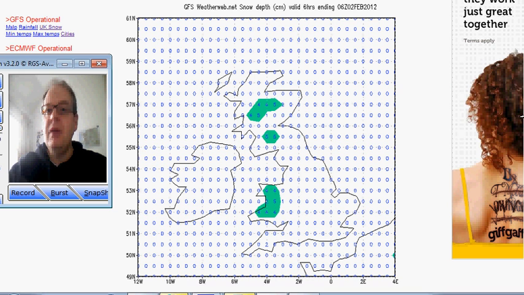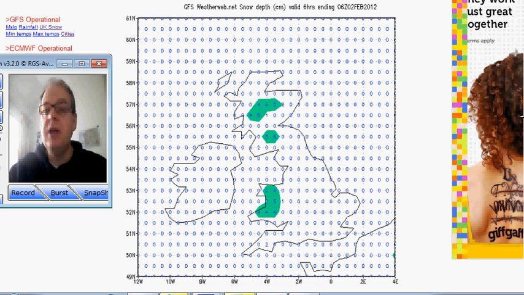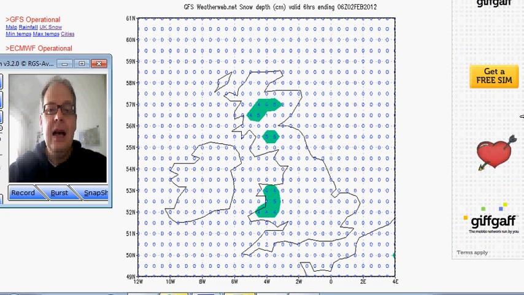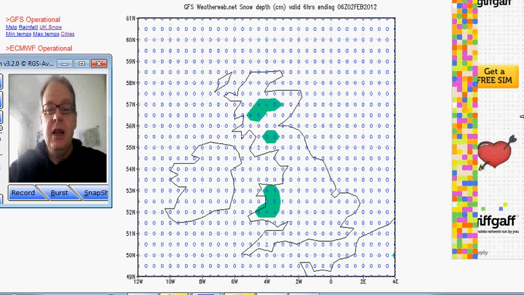Now, you've got to remember that models change day to day. Boy, don't we know all about that. Remember yesterday when I was talking about the cold air that was going to hold on across the south of the country despite the models bringing it milder?